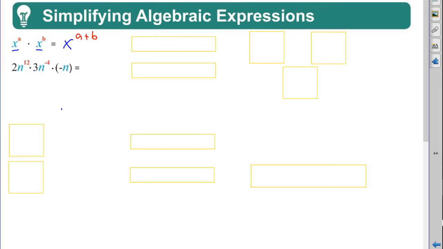Okay, well, I chose an interesting example. It's got coefficients as well. So you're going to do 2 times 3 is 6. 6 times a -1 is a -6. Now you're going to deal with your exponents. And notice we have like bases. So there's 3 of them, but that's okay. We're going to add the exponents, right? 12 plus -4 plus, don't forget the 1, right? Though it's not shown, there's a 1 there. So where do we end up? -6n to the 9th. Make sense? Hope it does. Using the exponent rule to multiply like bases.